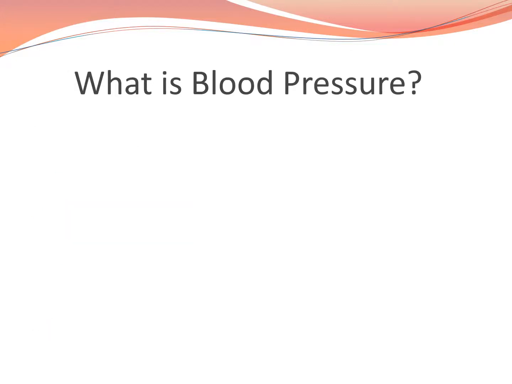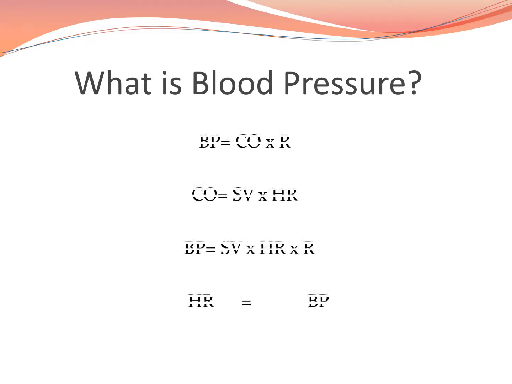What is blood pressure? Blood pressure is the pressure exerted by the heart to pump blood from the ventricles to the systemic circulation. The formula for blood pressure is cardiac output multiplied by resistance. Since cardiac output is the stroke volume multiplied by heart rate, anything that increases stroke volume, heart rate, or resistance will increase blood pressure.